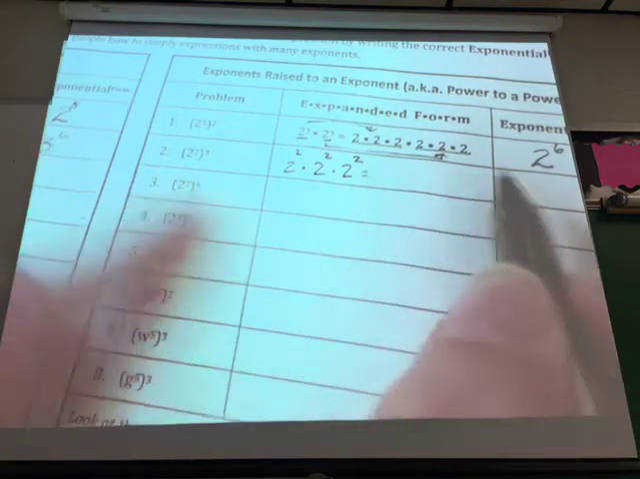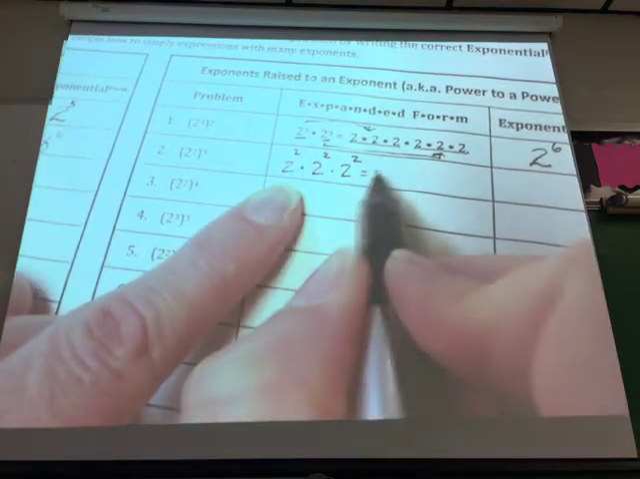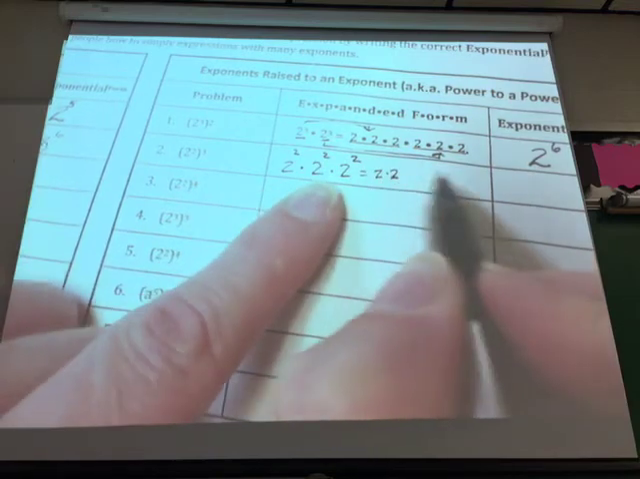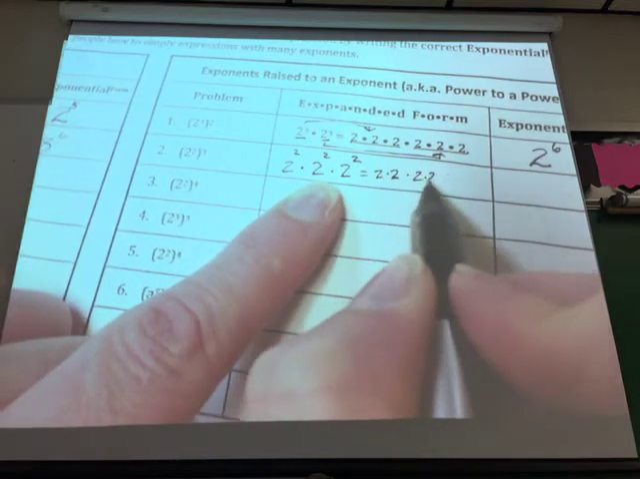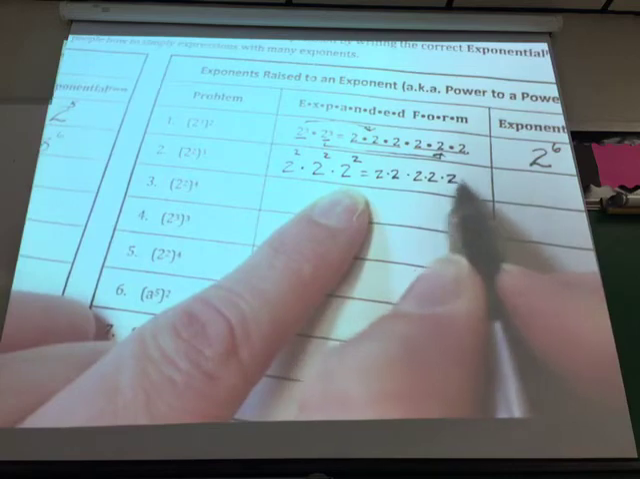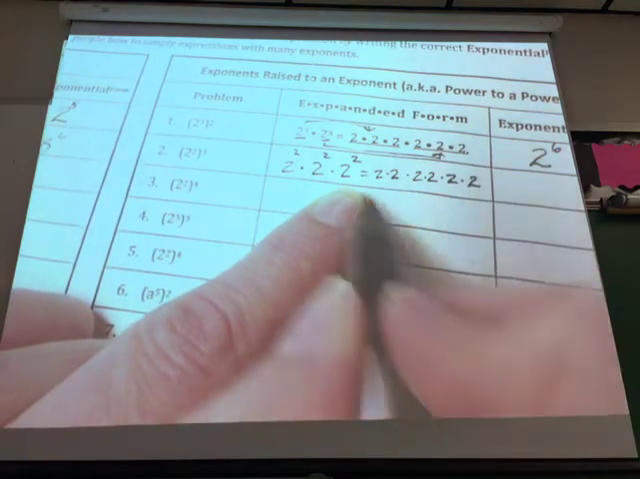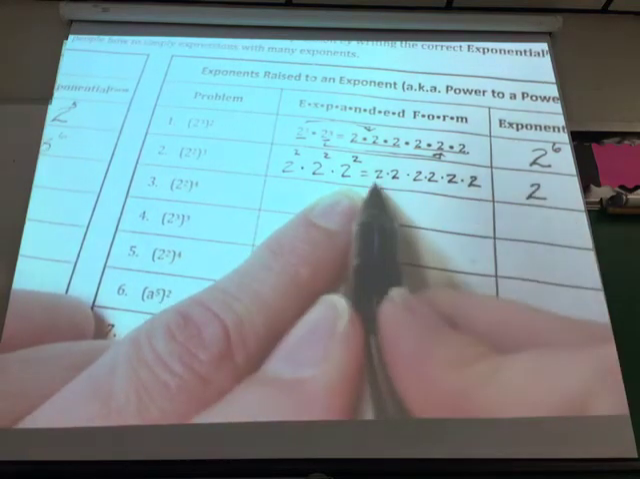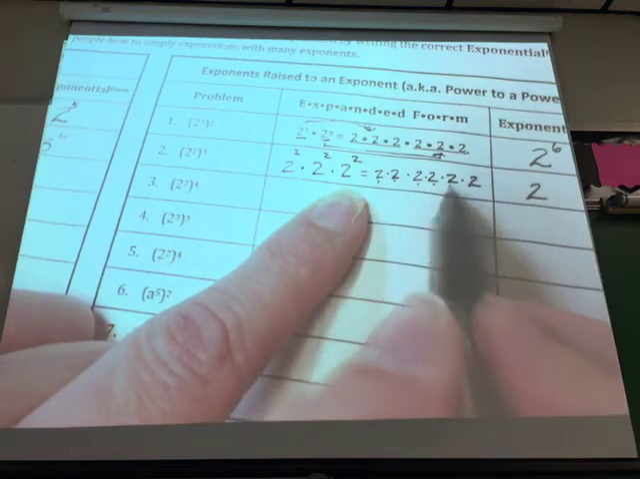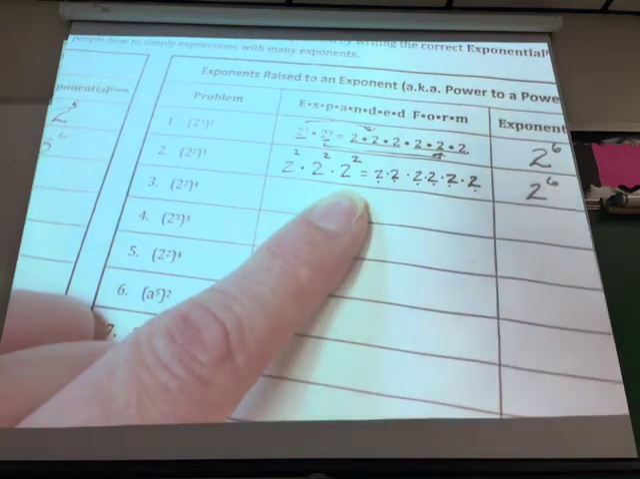And now I'm going to further break those apart. 2 squared would break into 2 times 2. This 2 squared is still 2 times 2. And this 2 squared is still 2 times 2. So now, how did that break down? 2 to the what power? 1, 2, 3, 4, 5, 6. Again, 2 to the 6th power.